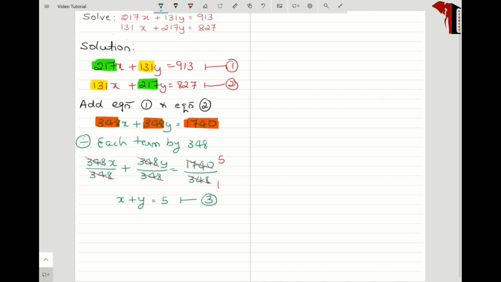So adding the equations is done. Now subtract, right? So how will you subtract? Subtract equation 2 from equation 1. So what do I get? When I subtract equation 2 from equation 1, 217 minus 131 will give us 86x, and then minus 131 minus 217, because 217 is a bigger number. Since we are subtracting, we will change the sign of the second equation, correct?